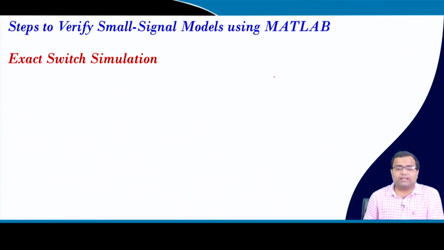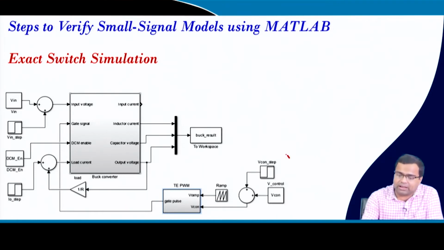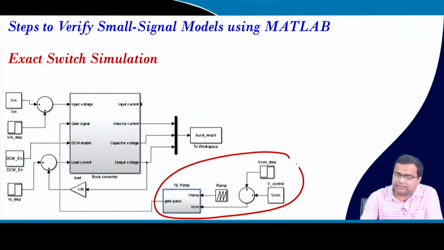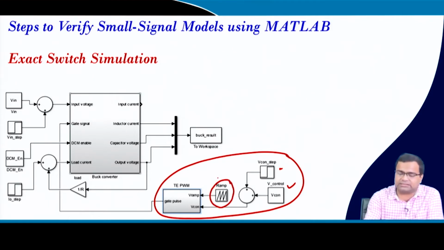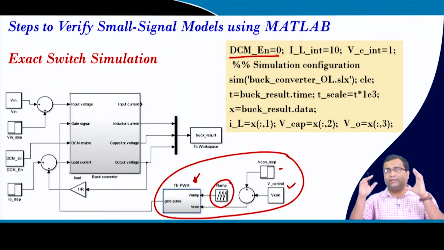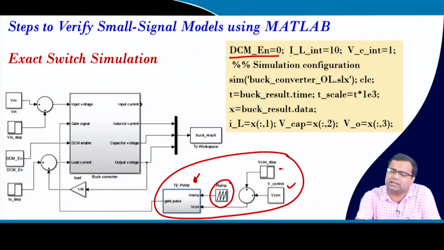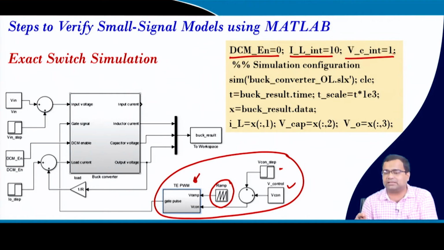Similarly, now we want to verify with exact switch simulation. So this is our block. Here we are using a modulator. This is our control voltage which you can perturb, and this is our ramp signal, and if you have already seen the inside picture. Now here we are setting the DCM enable 0, that means we are setting a synchronous DC-DC converter, because we have derived the model for the synchronous DC-DC converter. You can take any arbitrary initial condition of the inductor current and the capacitor voltage.